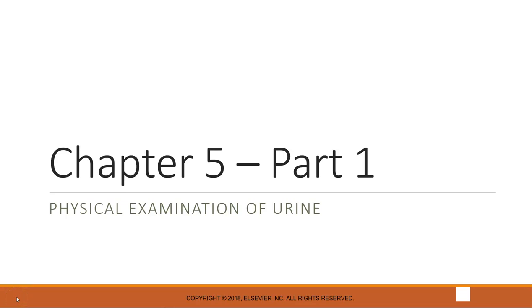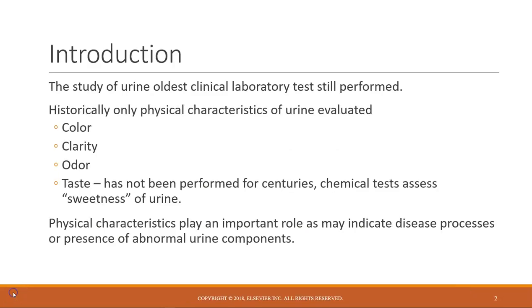Welcome to Part 1 of Chapter 5, The Physical Examination of Urine. The study of urine is the oldest clinical laboratory test still performed today. Historically, only the physical characteristics of urine were evaluated because we didn't have means to test it chemically. So the urine was observed for color, clarity, odor, they sniffed it, and taste. They actually tasted the urine.